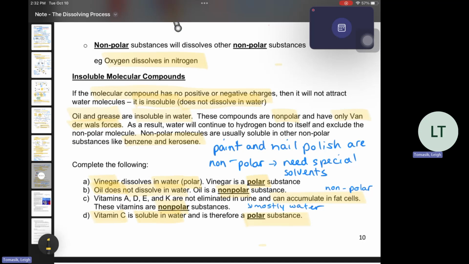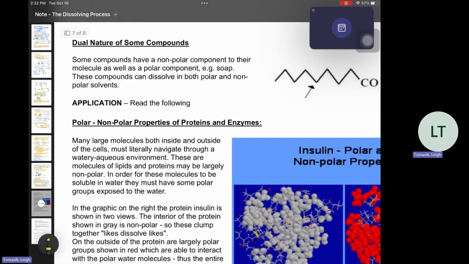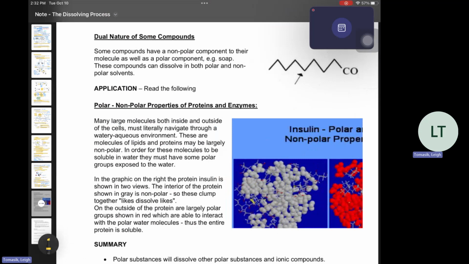And the best thing about polar vitamins is you can't overdose on them. You can't take too much vitamin C because your body will just pee it out. But A, D, E, and K, you can absolutely take too much in. And some people have even poisoned themselves with fat soluble vitamins. They accumulated in their fat and they became toxic and made the person sick.